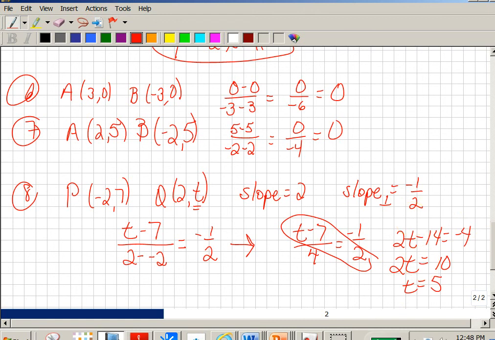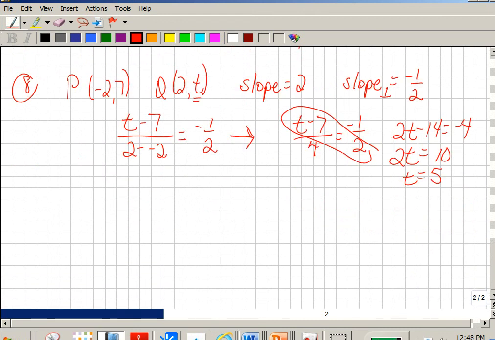Two more to go. Let me scroll a little bit here. Get some room for number 9. We're given point C, which is (-1, t), and point L, which is (5, -4). And this time find t if the line joining C and L is parallel to a line with gradient 2/3. So the slope is 2/3.